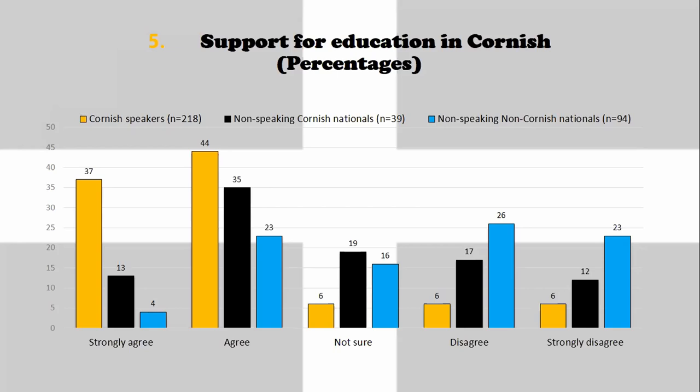So you see basically two different worlds. Obviously, Cornish speakers are mostly on the lines of strongly agree and agree, but those who do not consider themselves Cornish, who are approximately 66% of the population of Cornwall, are not so happy about it. However, we have almost 23 plus 4, almost one in three that could agree to have Cornish in education, which is quite a positive approach.